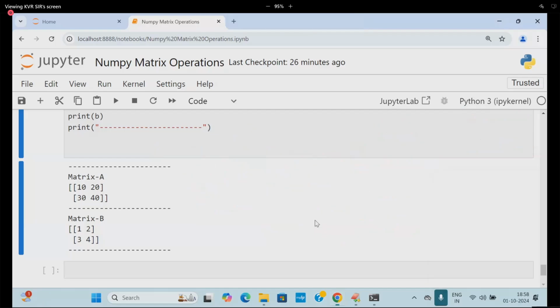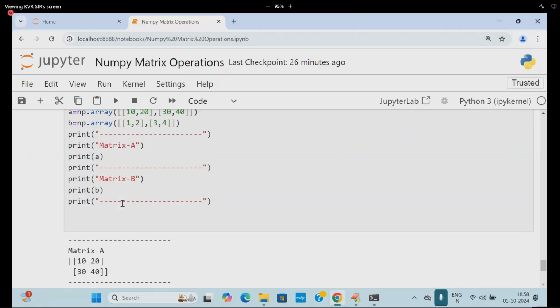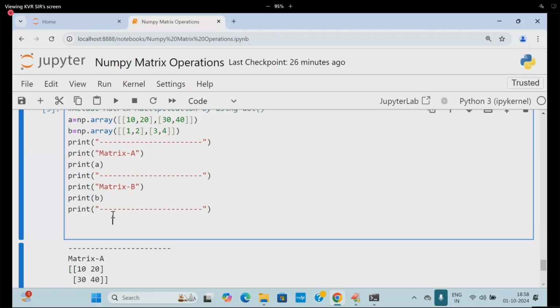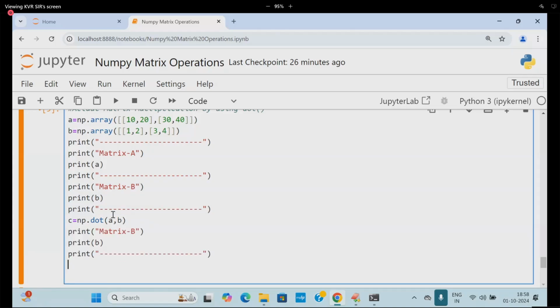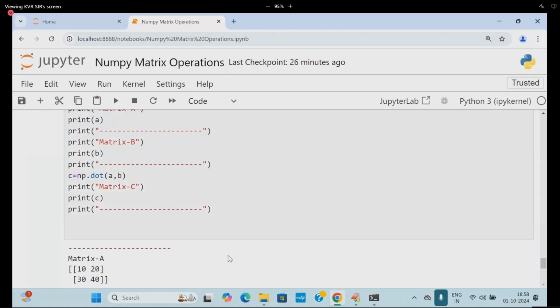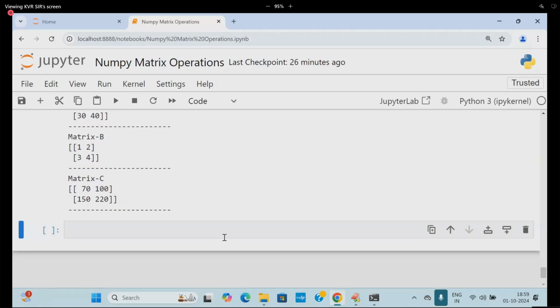So come to the point. Here I am going to do that. What is the function now? C is equal to np.dot of A comma B. Now I am printing the matrix C. So see the answer now. Is the matrix coming or not? This is the answer, we got it.